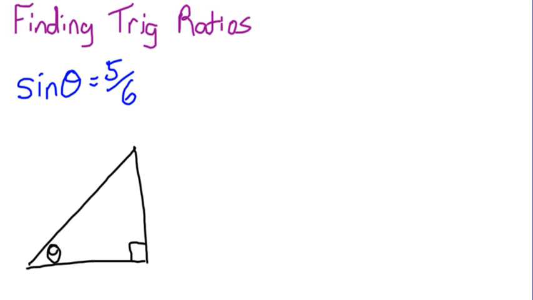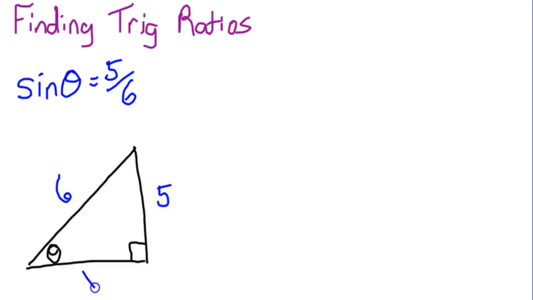So if we know sine is 5 over 6. Okay, remember SOHCAHTOA, sine is opposite over hypotenuse. So the opposite of theta would be that side. So the opposite side is the length of 5. The hypotenuse is 6. The hypotenuse is always opposite of the right angle. So now that is the length of 6.